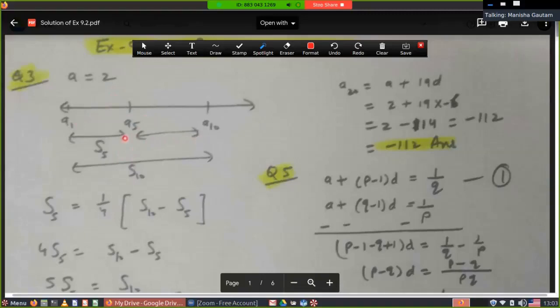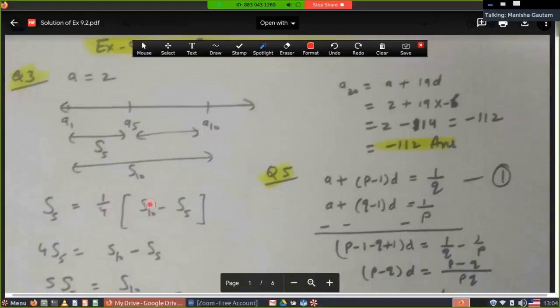It means what? Suppose from A1 to A5, this is S5, and from A1 to A10, it is S10. Then what will be the sum from A5 to A10? That will be equal to total S10 minus the sum of 5 terms. It means I can write it like this: S5 will be equal to 1/4 of (S10 minus S5). S10 minus S5 means the sum of the next 5 terms, total minus the first 5 terms' sum.